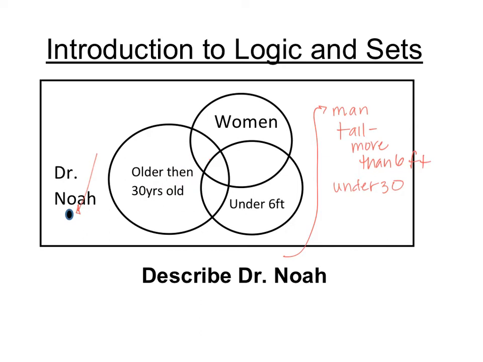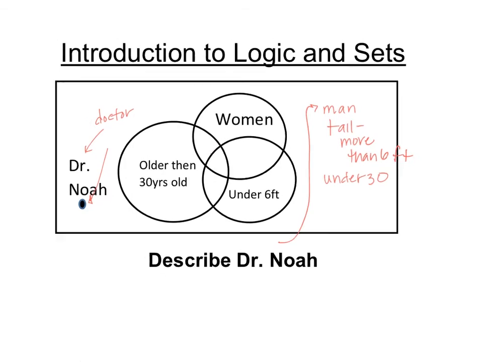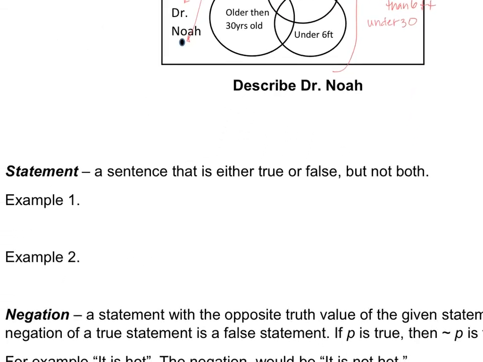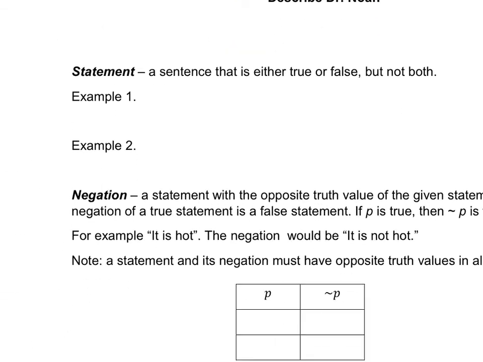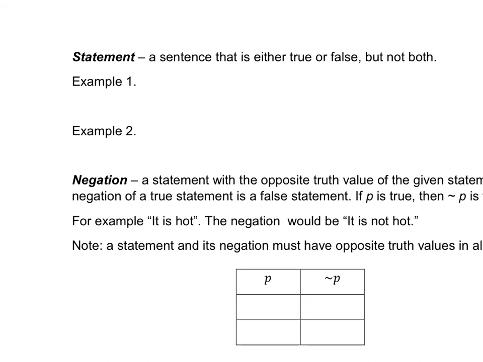And what else might we know? He's a doctor. And so this picture actually tells you a lot of information about Dr. Noah. And what we've been using is some Venn diagrams to understand some logic about where he would or wouldn't fit in. So we're going to explore this a little bit more. And first we have to understand some different terms that you're going to see within logic.